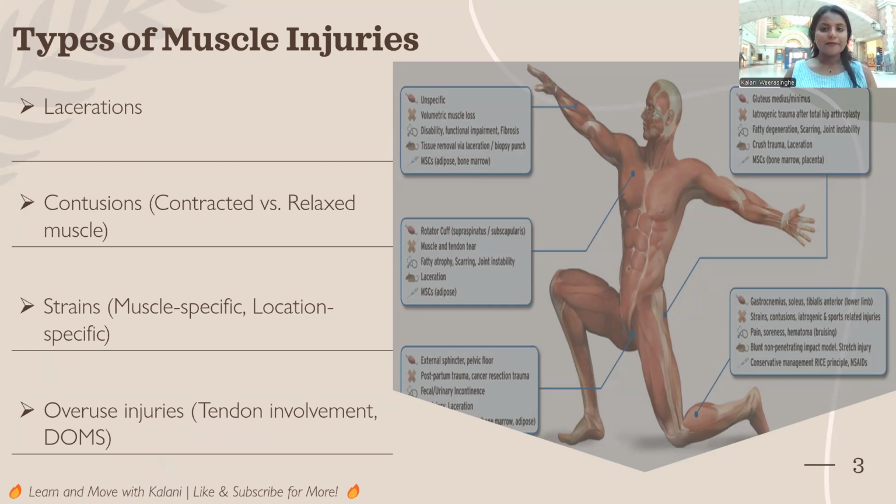There are four main types of muscle injuries. First one is laceration, where cuts or tears of muscles occur. Second type is contusions. It may be muscle bruises in the contracted or relaxed muscles. Third type is strains, where overstretching or tearing of muscle fibers occurs. Finally, we have overuse injuries that include tendon involvement and delayed onset of muscle soreness.